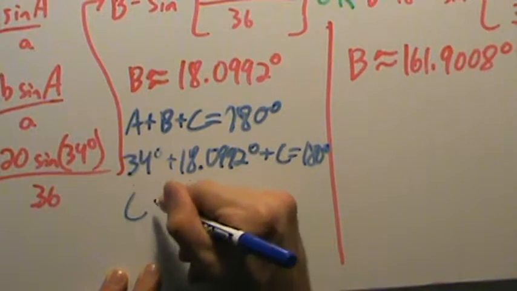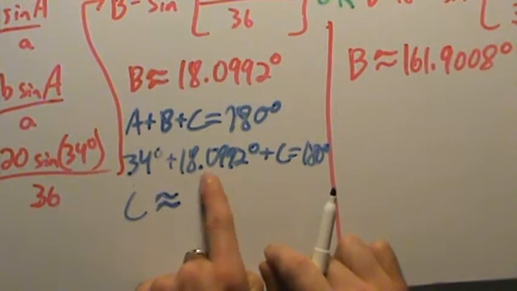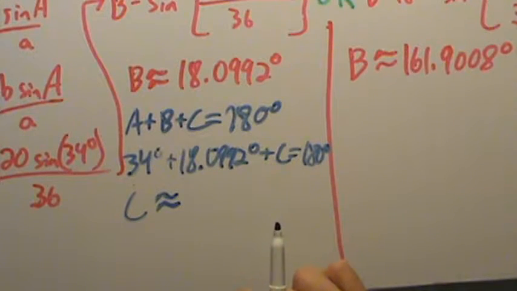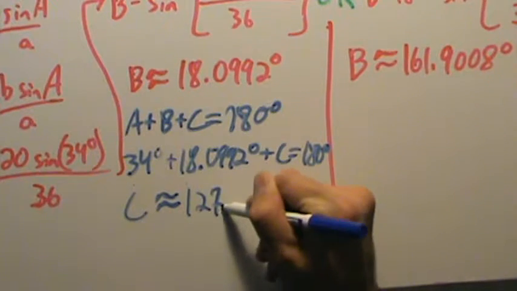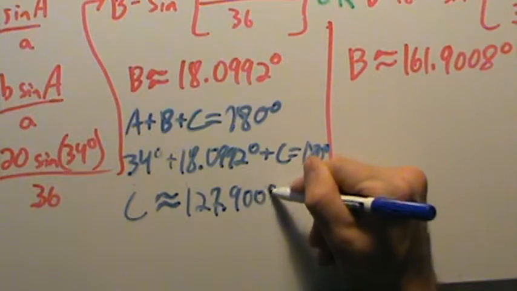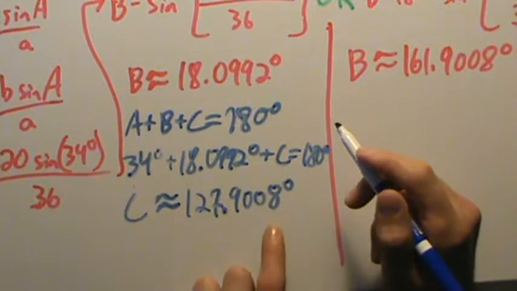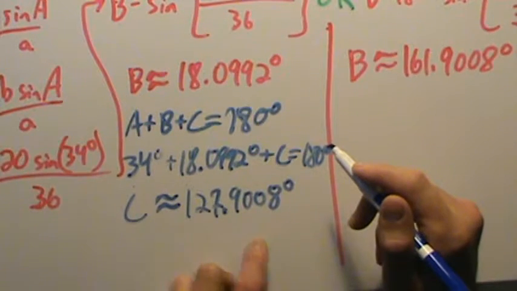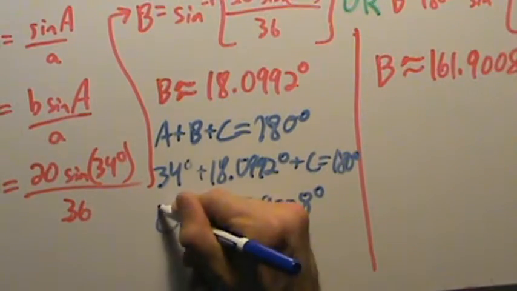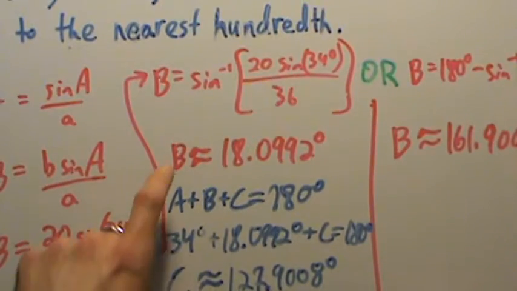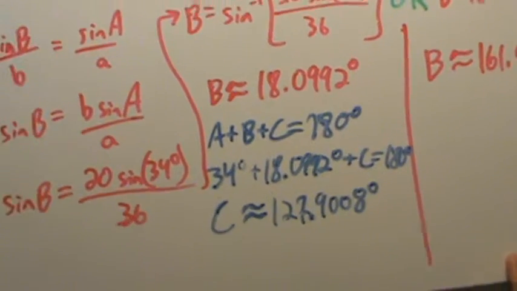When we solve for C, we get C is approximately equal to, and we say approximately because this is an approximation, 127.9008 degrees. And again, we're still going to keep this out to 4 decimals because we might have to use this C to get something else later. Okay, so that's this. Now we have big B, we have big C. All that's left really is little c. So let's use the law of sines to get little c.